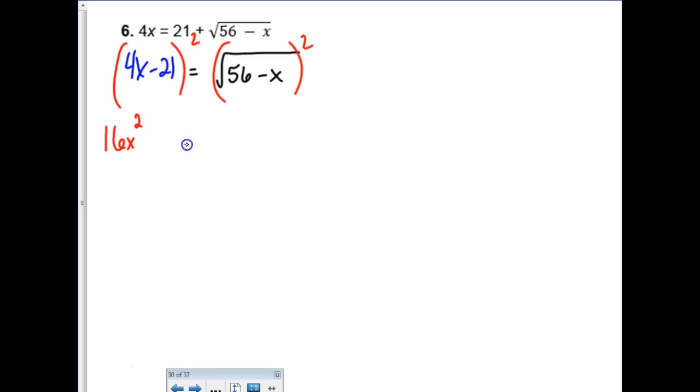So that's negative 168x. And then negative 21 times negative 21 would be positive 441. Okay, that's good. It's been a while. All right, equals 56 minus x. So then we look at our result, and it is what type of equation? Quadratic. And a nasty one at that.